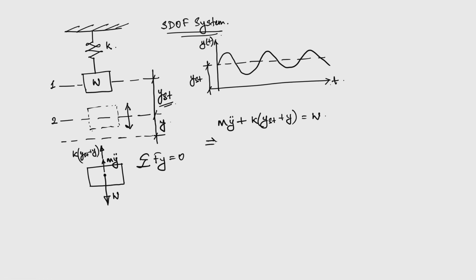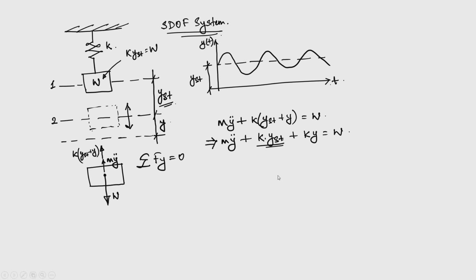Obviously, we can open this bracket. So, what we will get is m y double dot plus k times y of st plus k times y is equal to w. Now, remember k times y of st is actually the force acting here. So, k times y of st is equal to w.